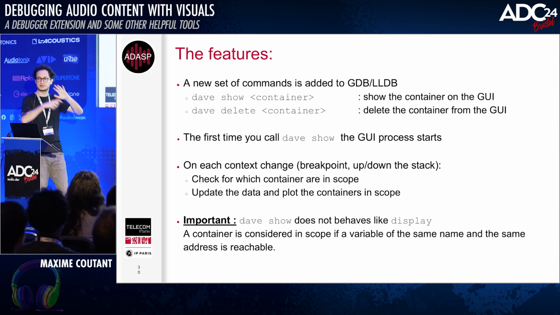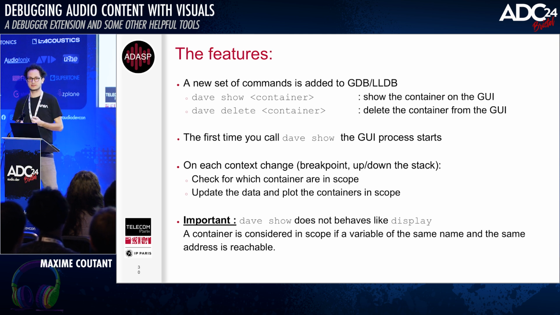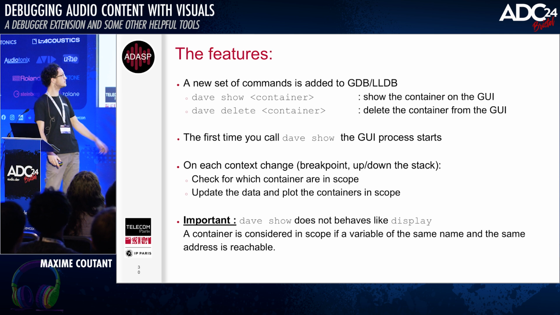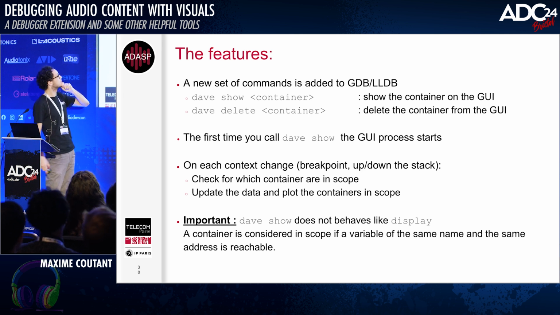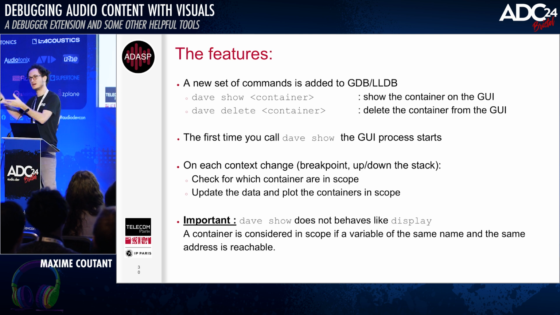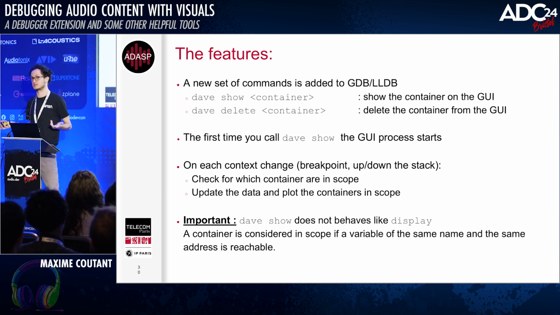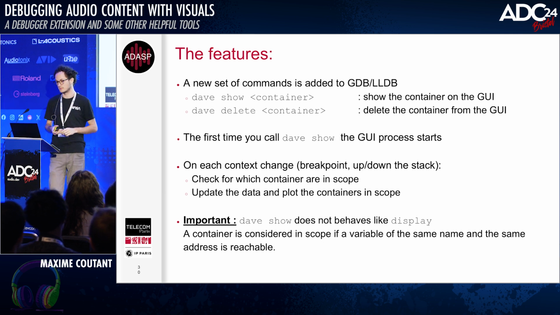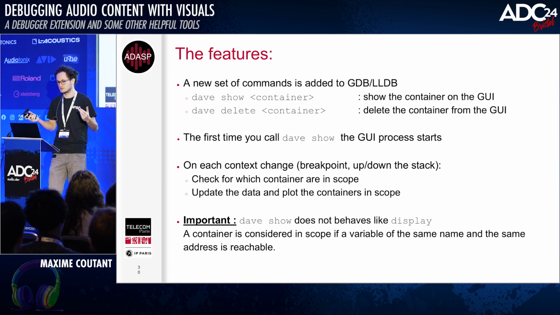Okay, so now that we know how it's made, let's talk about what it can do. It all starts with a command called dave show and dave delete. Dave show is a command to tell the GUI, okay, start and let me visualize this variable. If you don't want to visualize it anymore, you can either type dave delete or use a dedicated button on the GUI. And the first time you type dave show, it starts the process. So you pay for what you use.